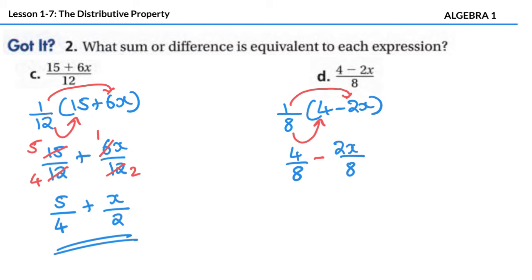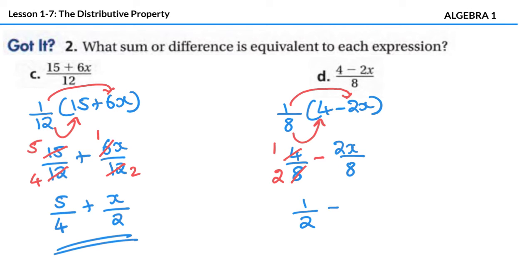So let's simplify if we can. Which number can divide 4 and 8? The greatest number that can divide 4 and 8 is 4. So we can use 4. 4 one time is 4. 4 two times is 8. So the new fraction is 1 over 2 minus, which number can divide 2 and 8?